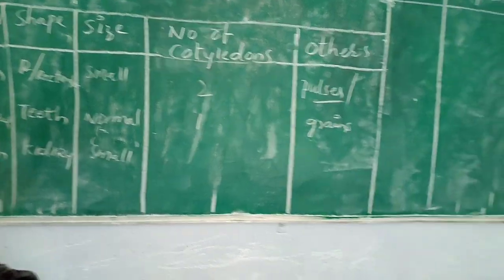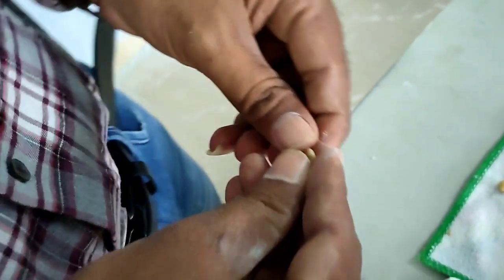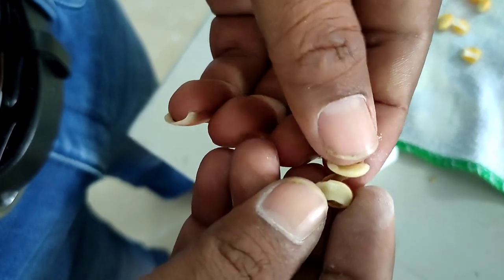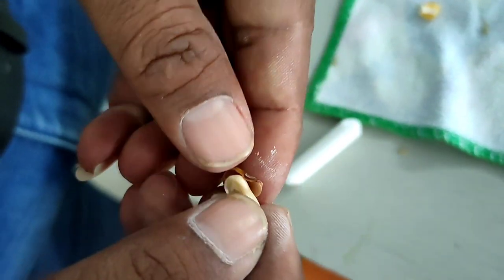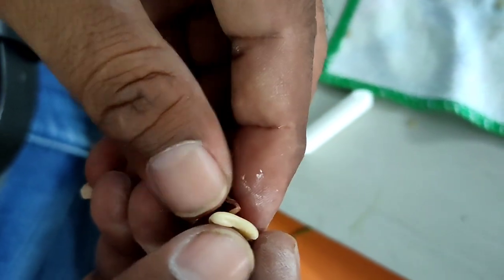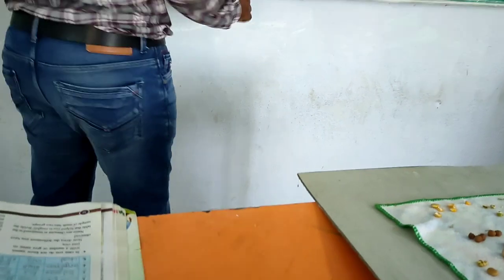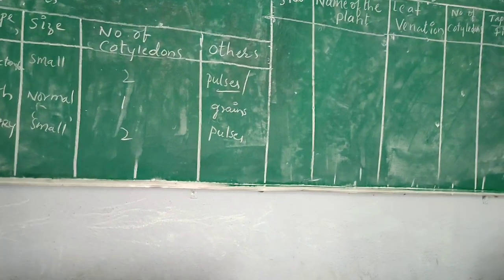So how many cotyledons are in this black gram? When we open it, it also breaks into equal halves. So it has two cotyledons, this one. Okay, so this is called the seed coat. This one is one cotyledon, this one is another cotyledon. It also has two cotyledons. It belongs to pulses.